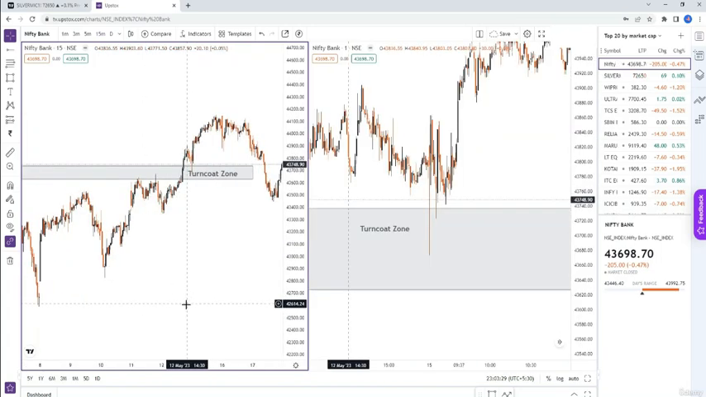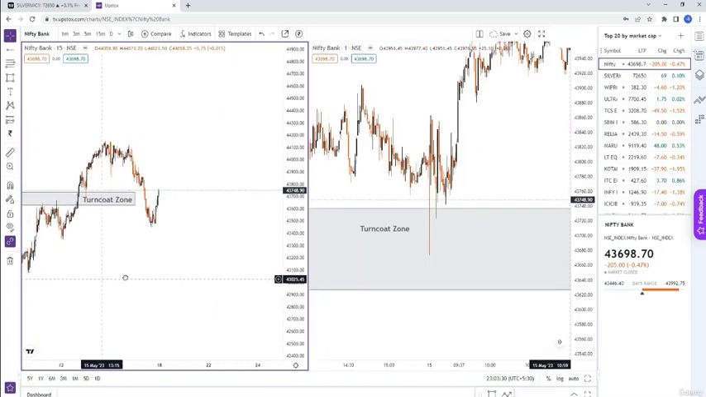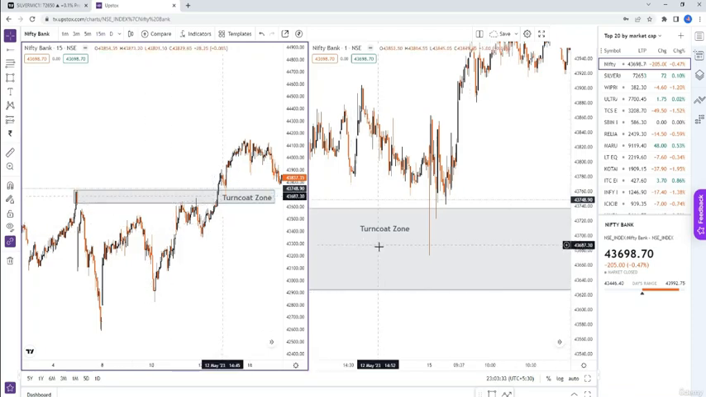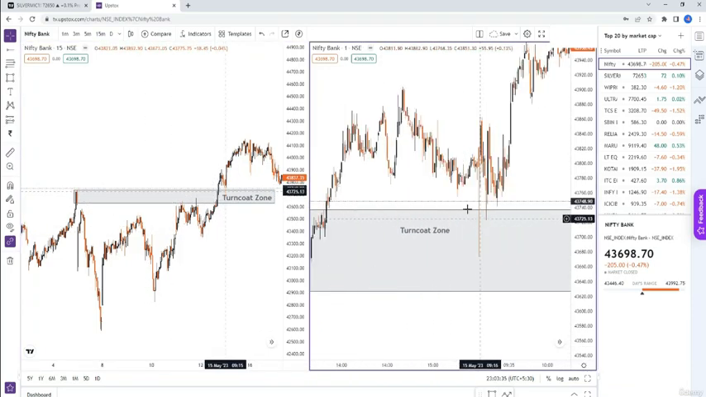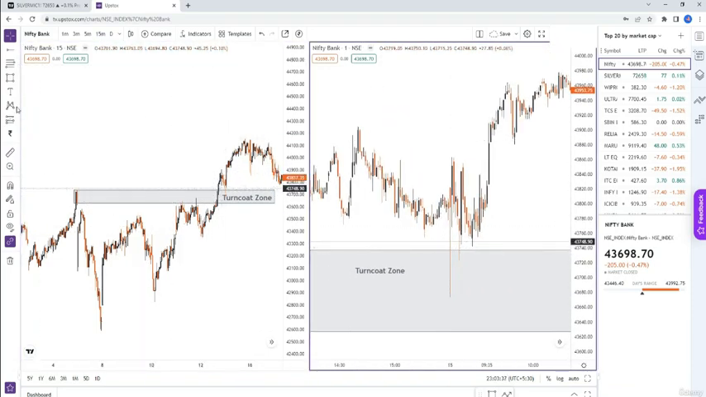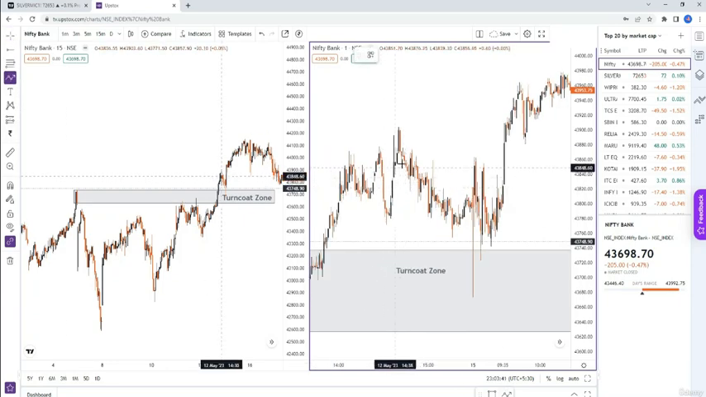See this example. This is a recent example. Here you can see the market came to the turncoat zone in 1 minute, and let's draw the market structure in this case. So here you can see the market was broken. First you see how it was.